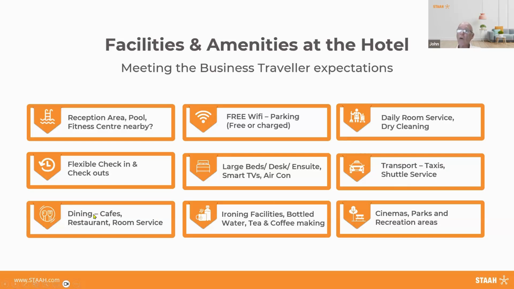Do you have dining or nearby cafes or restaurants, or is room service available at your hotel? Ironing facilities, bottled water, tea and coffee making. Bottled water shouldn't be underrated. On my trip, as I was saying before, I consumed massive amounts of bottled water, and it was great. Every hotel had it in the room. There is also recreation. For people staying longer term at a hotel or over a weekend, they want to know where they can go and walk in a park or see a museum, or whether there are recreation areas, or even cinemas if they're traveling with a family.